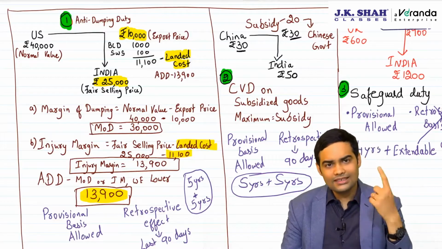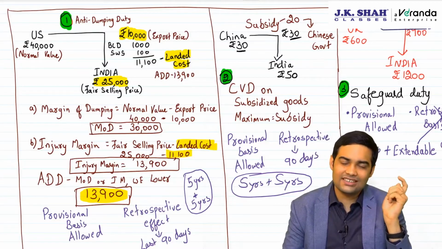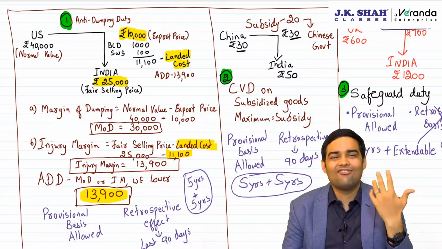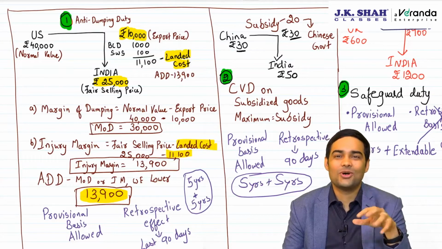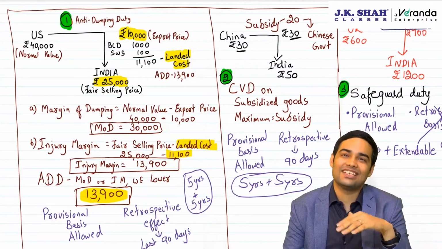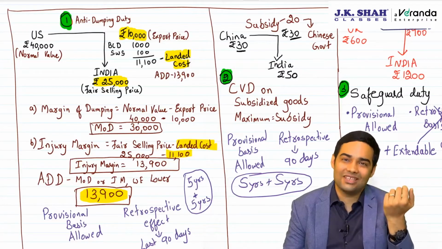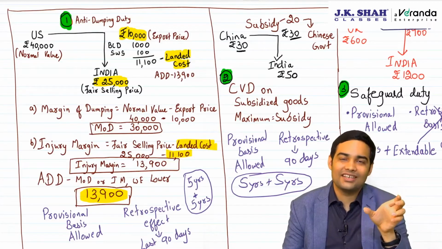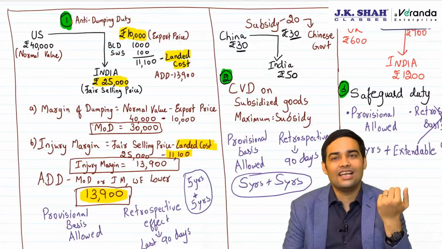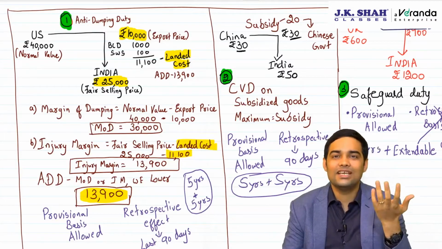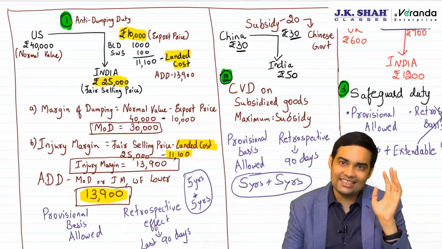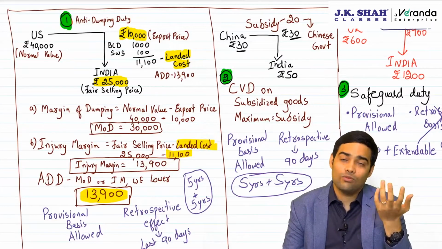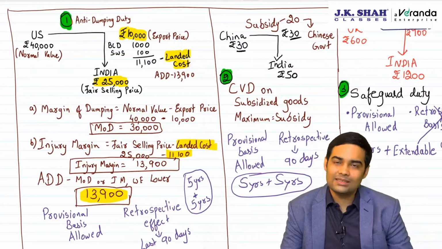Now, see all this data which is mentioned on the screen will require time. It's not that the government will get to know the normal value, export price, landed cost and fair selling price in just about one month's time. It all takes time. In such cases, for the period, government can levy provisional anti-dumping duty. Reason being, they are also not sure of the exact number. They'll go with a provisional anti-dumping duty. So obviously provisional anti-dumping duty is permitted.